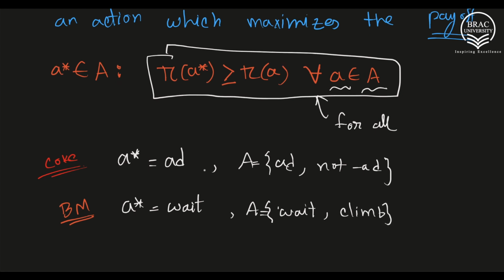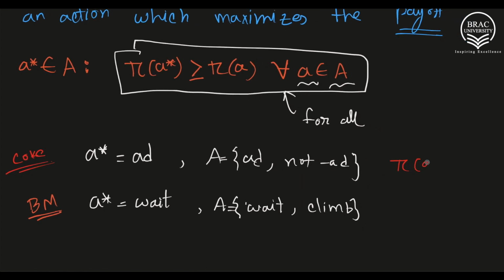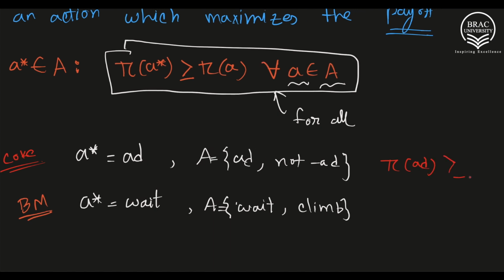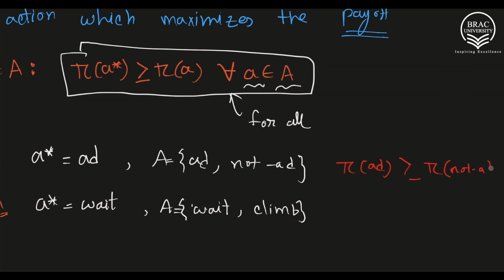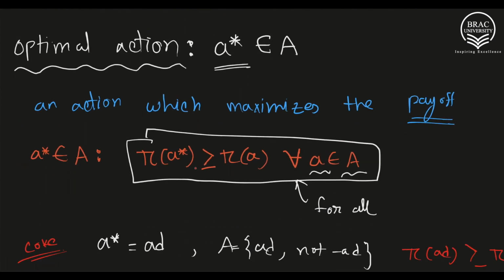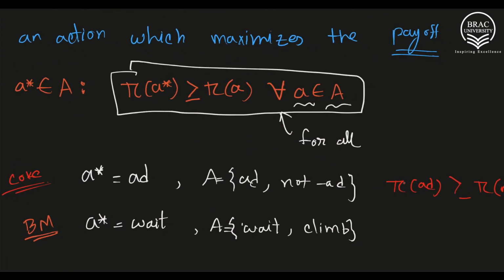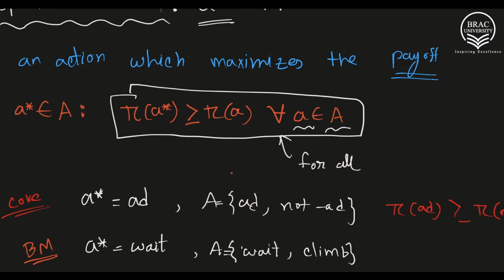So why is this the optimal action? Because the payoff of advertisement is greater than or equal to the payoff of not advertisement. If you see from this example, in both cases, whether Pepsi decides to advertise or not advertise, the payoff of advertisement is greater than the payoff of not advertisement. So for Coke, the optimal action is to advertise. That's why A star is equal to advertisement.